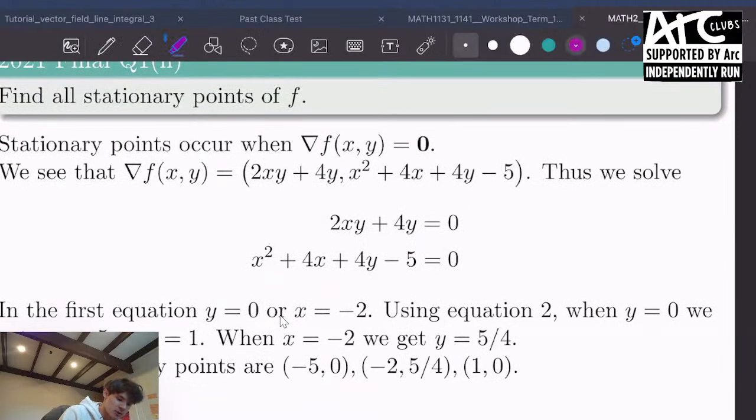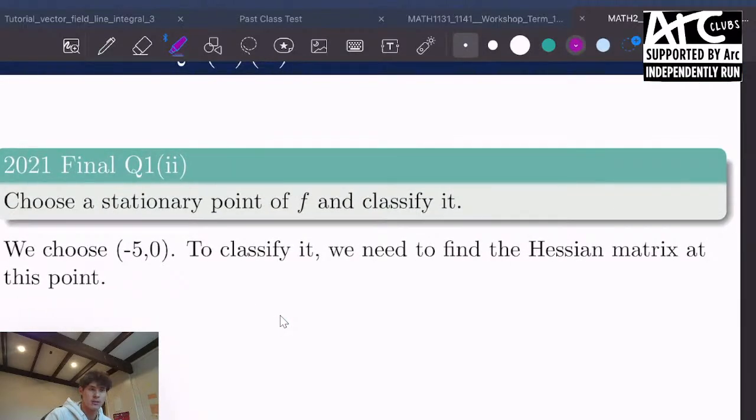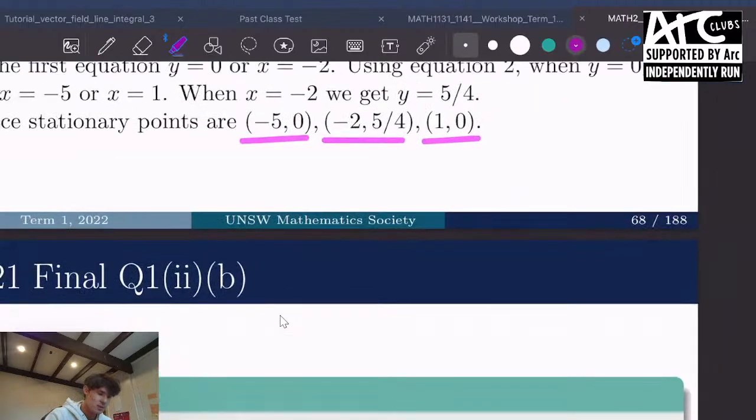I'll skip some working out in the interest of time, but again, these slides will be linked online so you can check them for yourself. What we get is these 3 stationary points. So part B of the question is to choose a stationary point of f and classify it. So let's pick (negative 5, 0).